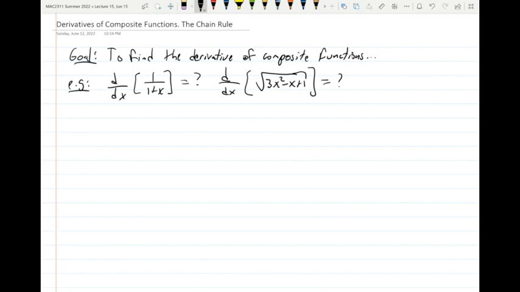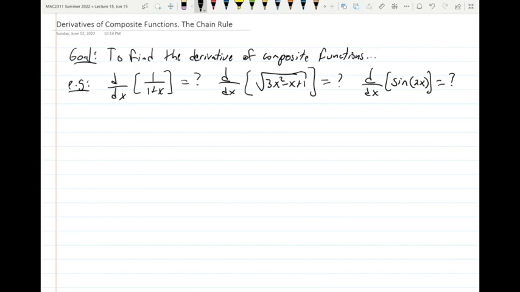What is this? Derivative of sine of 2x, let's say. What is this? Okay, this kind of functions now we want to be able to compute. And of course, there's a rule for this that's called the chain rule.